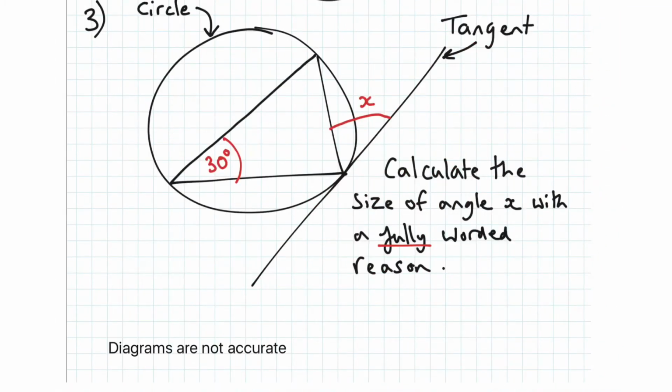Being asked to find the size of angle x, well I can say that it's 30. I'll talk about y in a minute. So the first thing I'm going to just say is x is 30. So remember to actually answer the question, x is 30 degrees.